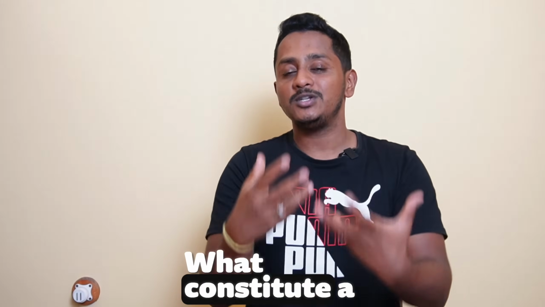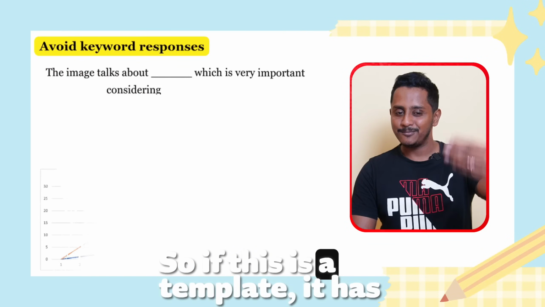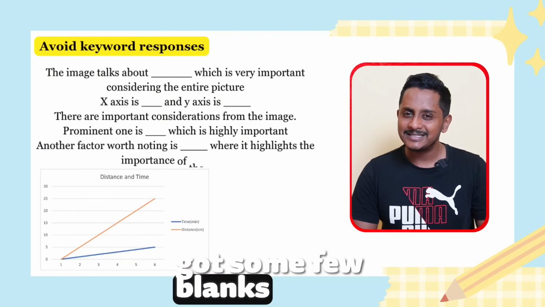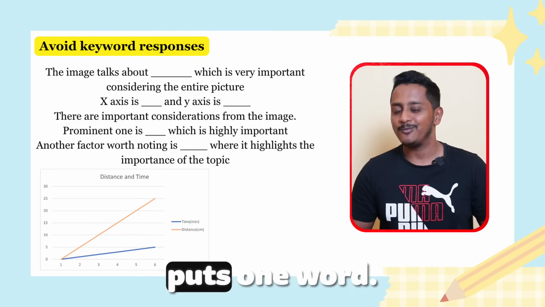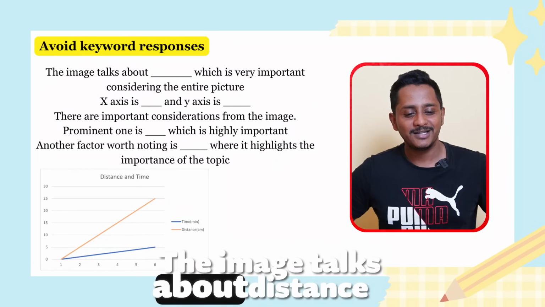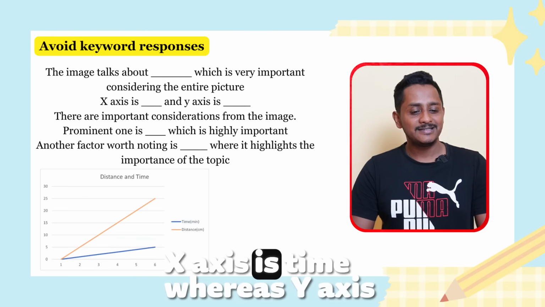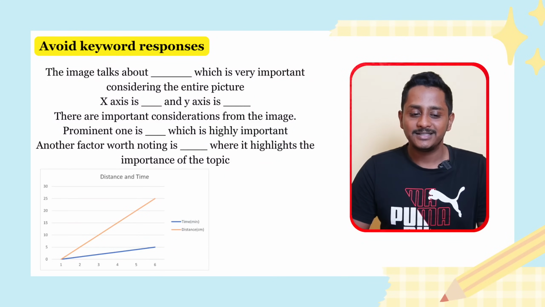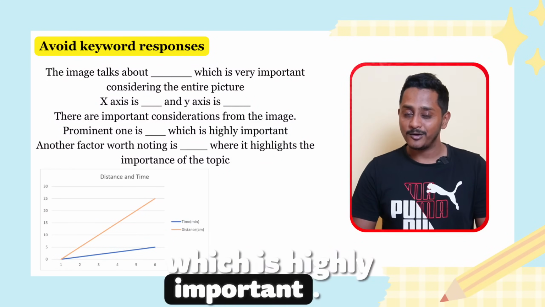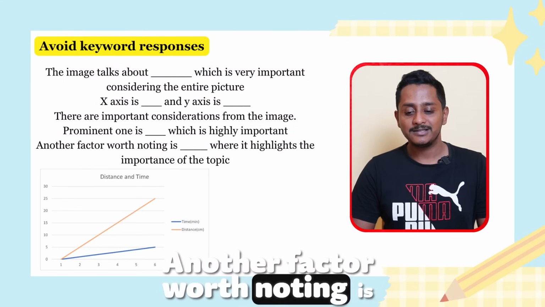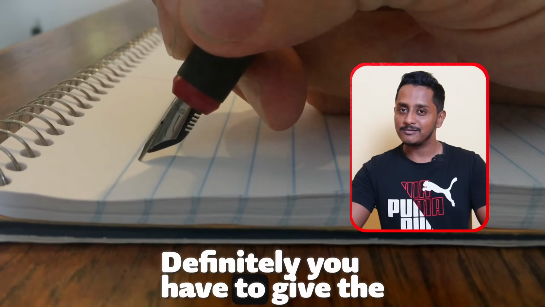So what constitutes a keyword response? Let's have a look at it. If this is a template, it has a few blanks, and in the blank, by looking at the picture, the student just puts one word. The image talks about distance and time, which is very important considering the entire picture. X-axis is time, whereas Y-axis is distance. There are important considerations from the image. Prominent one is time, which is highly important. Another factor worth noting is distance in cm, where it highlights the importance of the topic. Definitely you have to give the exam again.